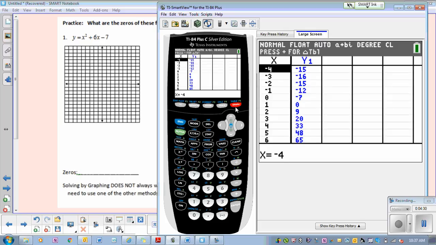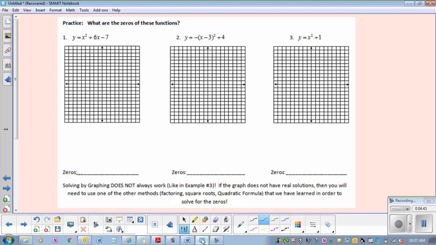Second graph. At -7, is my y number 0? Yes. And for 1 as well, right? All right, so my zeros are -7 and 1. 1, 2, 3, 4, 5, 6, 7, and 1. And you know what? This goes off the grid, so that's fine. We'll just eyeball it. That's okay.